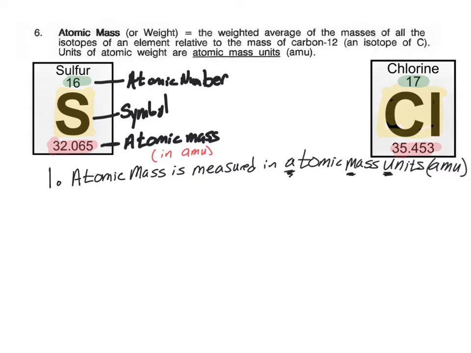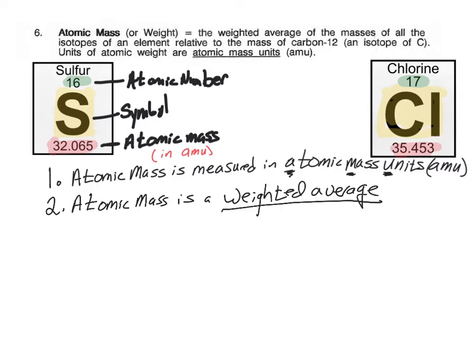Okay? And then the second major thing here that we're going to notice is that it says it's the weighted average. So when we say the weighted average, that means that you see this decimal point here. It tells us what percentage of each type of isotope we have. What is an isotope? Again, we'll talk about that in Unit 2. For now, all you need to know is that it's a weighted average.